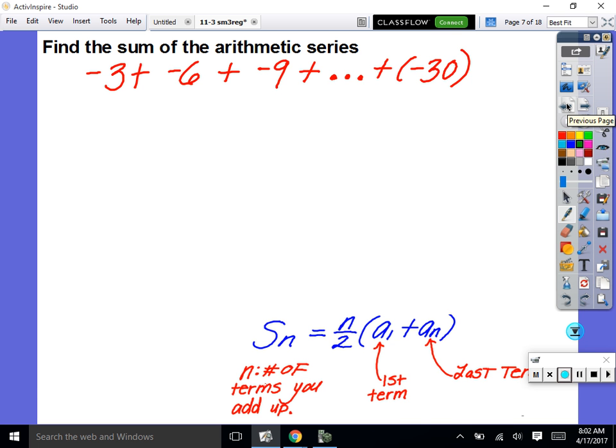Let's just make sure we're good with negatives. So we're going -3 plus -6 plus -9. Let's figure out first the common difference. -9 minus -6. And then -6 minus -3. -3. Everybody understand? So we're subtracting 3 each time, right? So it's arithmetic. So then you'd say, okay, this is a sub 1. This is a sub n. Well, let's figure out the distance here. So take your calculator, do -30 minus -3.